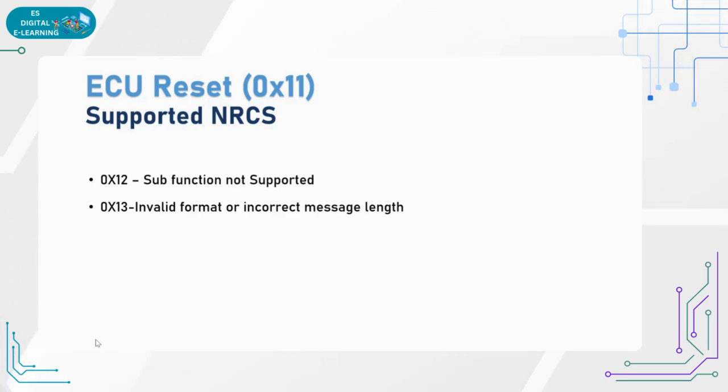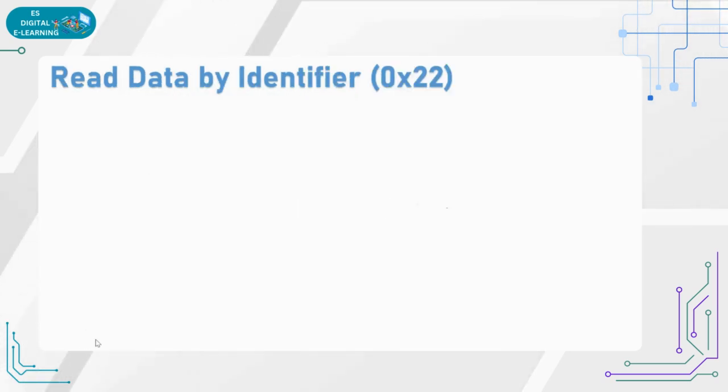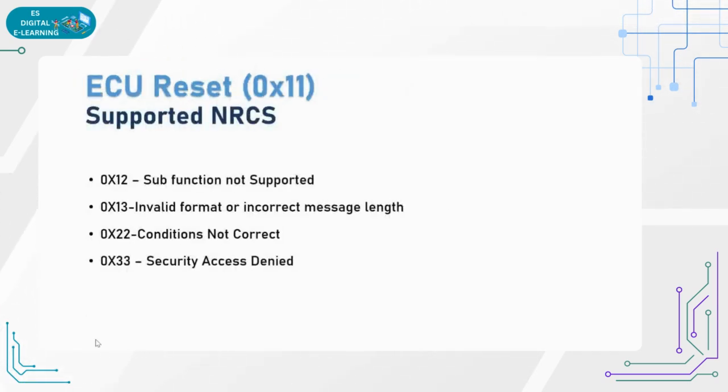Okay, in interviews, sometimes they may ask you, so at least if you give 2 NRCs, that may be good. Instead of having nothing to say, if you say 1 or 2 or 3, it will be good. Next is 22, condition not correct. And 33, security access denied. So these are the 4 NRCs.